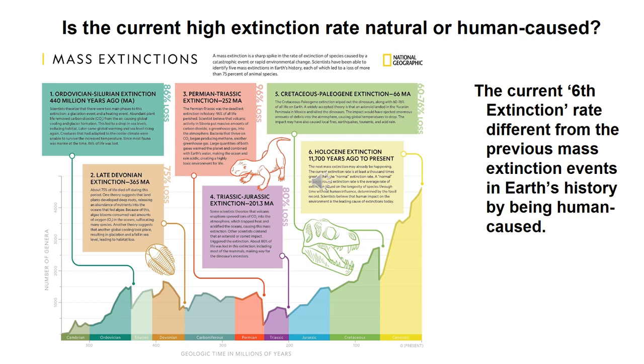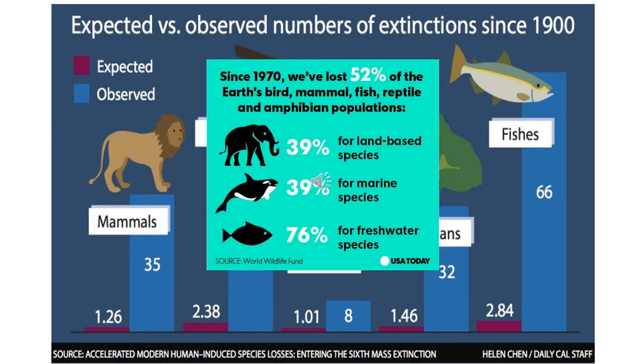If you look at the background rate of species loss, what we've been seeing for the past couple hundred years, it's normal for new species to come on board and some species to go extinct, but that background rate is much, much lower than this period of time that we're in now, and we're seeing a much higher rate due to human activities. So this does look like it's human caused.